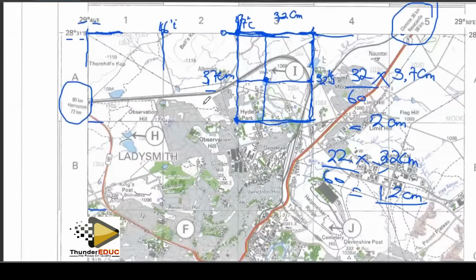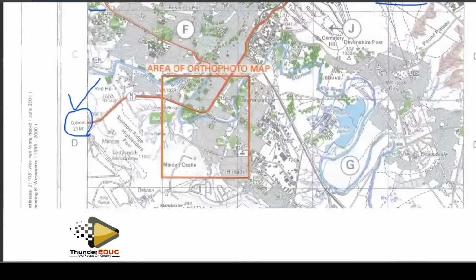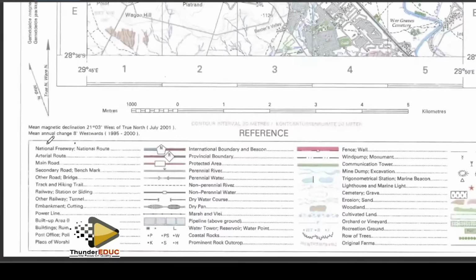Then the mean magnetic declination for the year dash was 21 degrees 03 minutes to the west. You just go to your topographic map. You know where to find the map information. You come here on the topographic map, check the map information at the bottom. Mean magnetic declination 21 degrees 03 minutes to the west of true north as of July 2001. So when was it for? It was for 2001. Right, determine the total annual change for 2024.